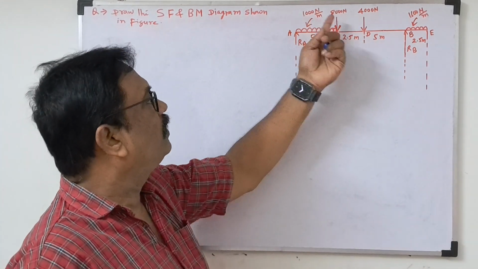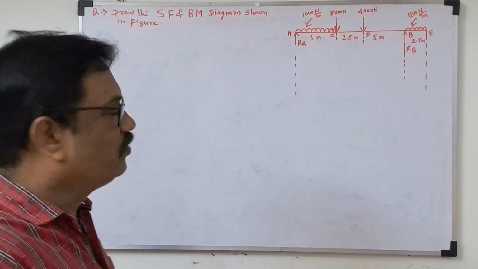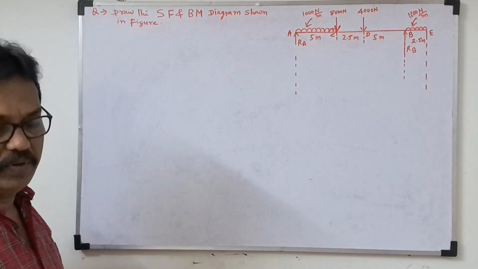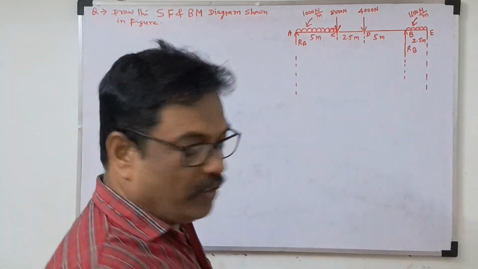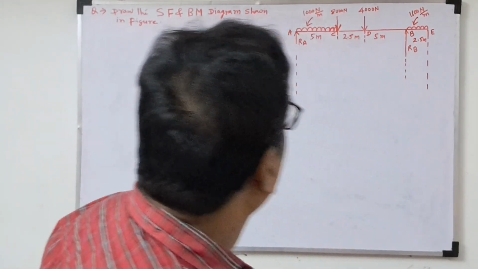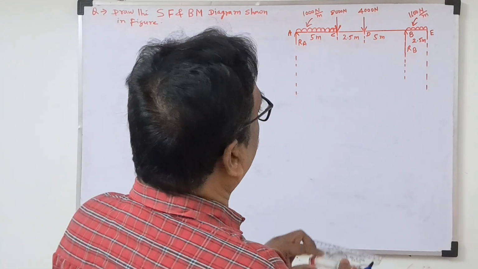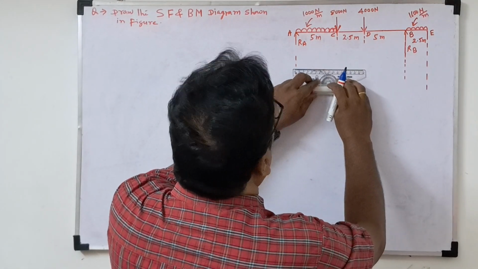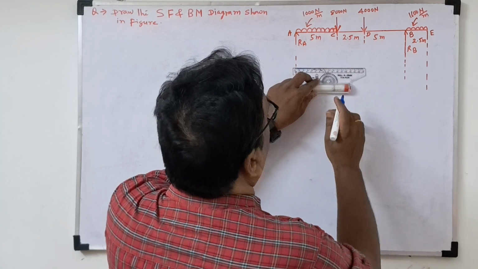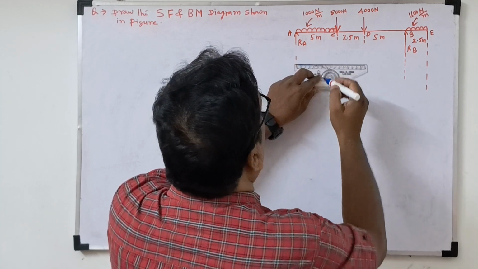Sometimes they will give kilonewton, sometimes they will give meter. Whatever dimension they give, we have to solve it. Before solving, I will now draw the load diagram. Once we calculate the moment, that will be easy for us. Generally the load diagram will not be there, but for your understanding, I am drawing it here.